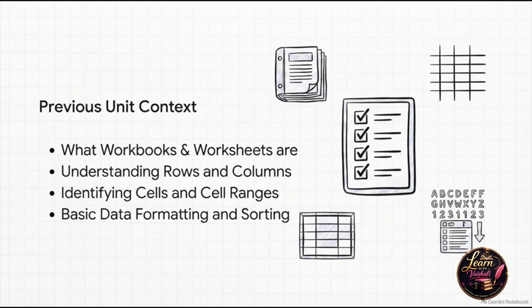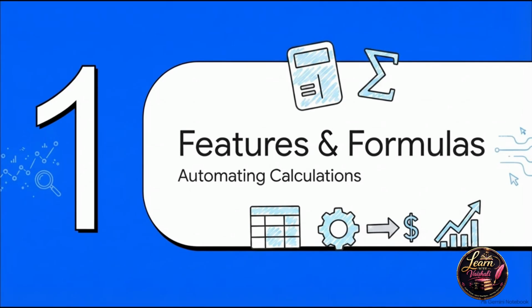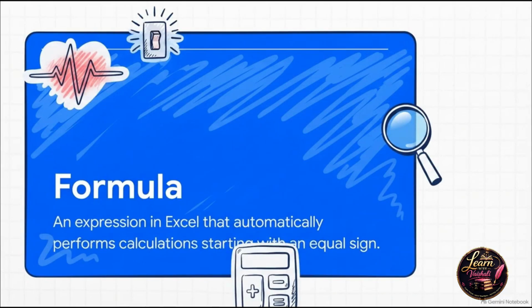Let's do it. Section 1, Excel features and formulas, automating your calculations. The absolute heartbeat of this software is the formula. Without formulas, Excel is just a table. By definition, a formula is an expression in Excel that automatically performs calculations. And here is the absolute golden rule: it must always start with an equal sign. This is absolutely crucial to understand. If you forget that little equal sign, Excel just looks at what you typed and treats it as boring, static text. It won't calculate a single thing.